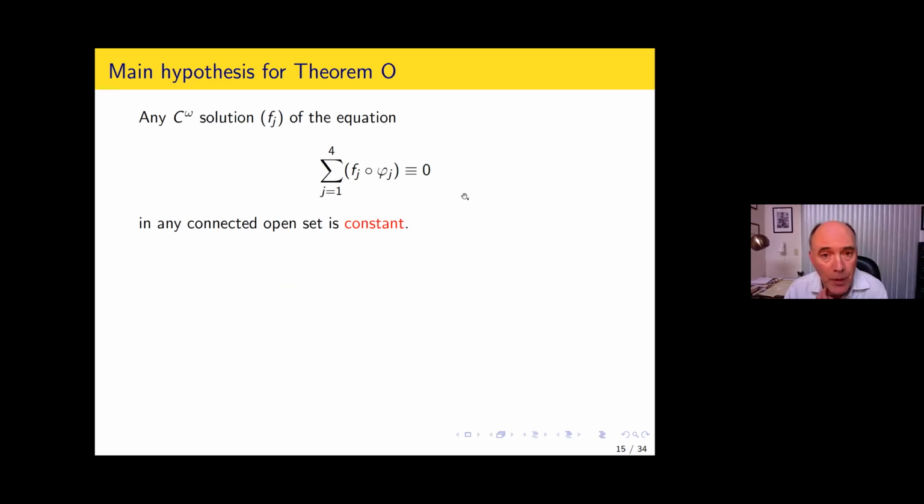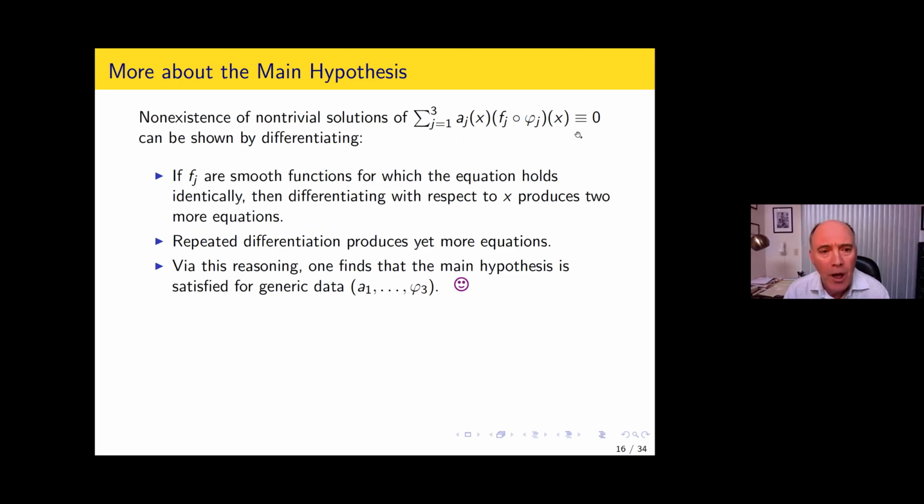More about the main hypothesis. How would you actually verify it in practice? This is the one for the sublevel problem, the three-term version. How would you show that there are no smooth solutions, except the obvious one where all three things are 0? Well, you would assume that this equation holds in an open set, and you would differentiate it. If you differentiate it, then you get more equations. In fact, we're in a two-dimensional domain, so you have two coordinates. You can differentiate in two different directions, so you can produce two additional equations, and you can keep going and get a very large set of equations.